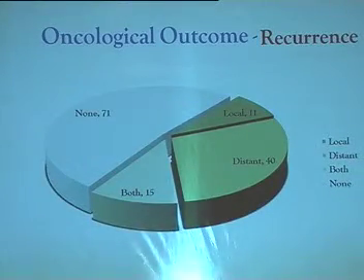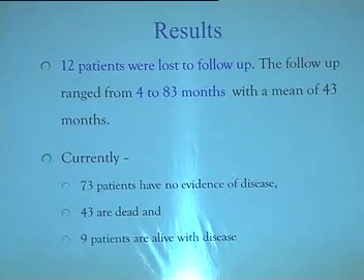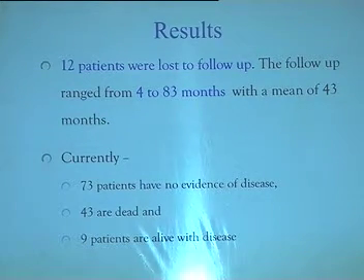Coming to oncological outcome, 71 patients are completely disease-free. 11 had local recurrences. 15 had both local and distant, and 40 patients, the major chunk, had distant recurrence, which is the norm for high-grade sarcomas. At the final analysis, 12 patients were lost to follow-up, and the remaining patients are followed up to date, with a mean follow-up of 43 months, ranging from 4 to 83 months. Currently, 73 are alive, 43 are dead, and 9 patients are alive with disease.